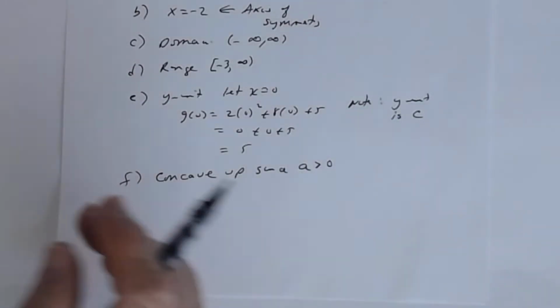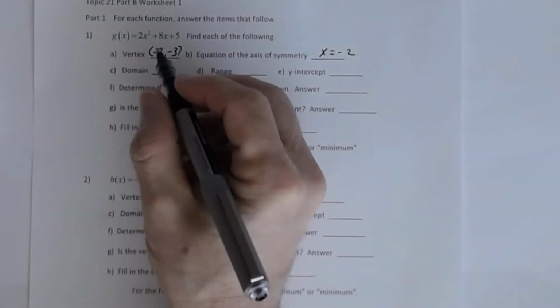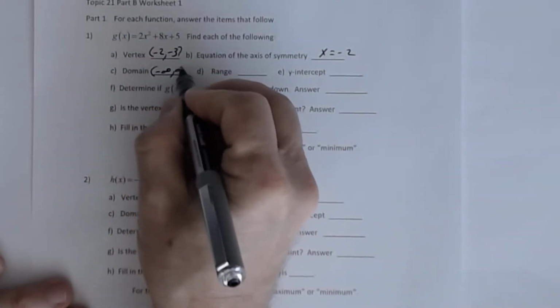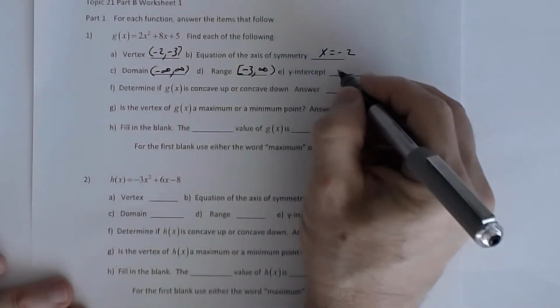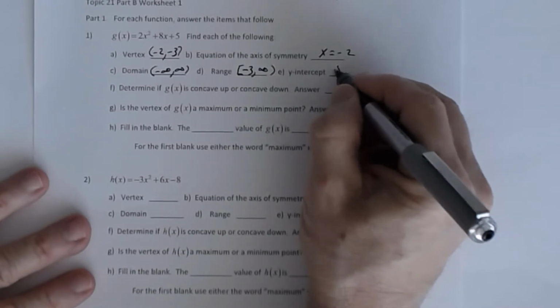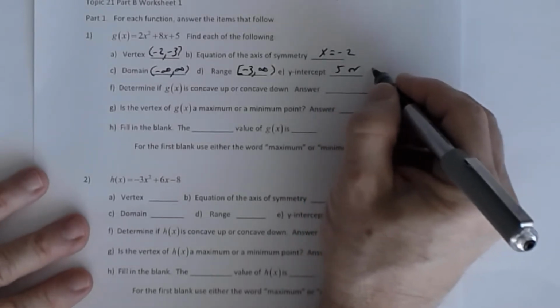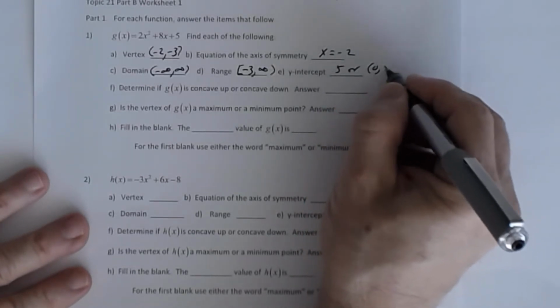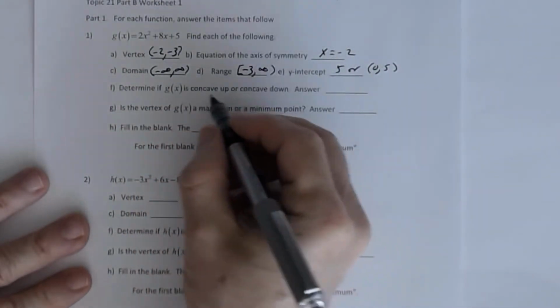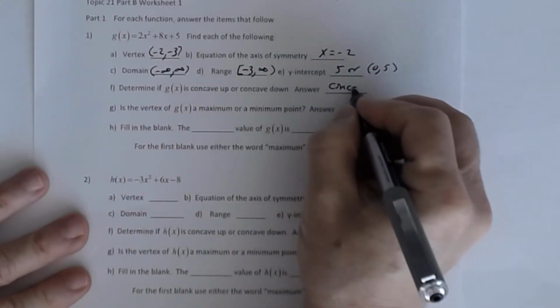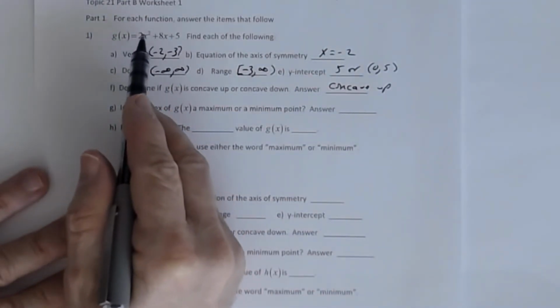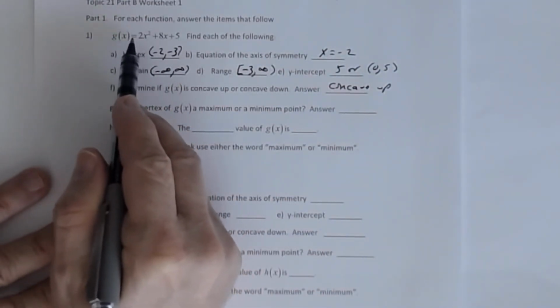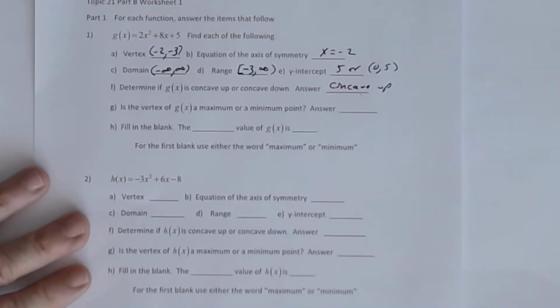All right, so far, let's go ahead and put some of our answers in here. So we know the domain is negative infinity to infinity. We know the range is from -3 to infinity. We just saw the y-intercept is 5, or you can write it as a point, so it'll be (0, 5). And now we know it's concave up. In fact, you could have answered that at the beginning. Since A is +2, we know right away it's concave up.